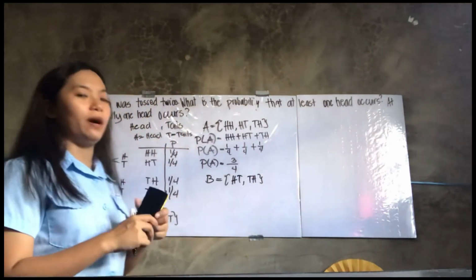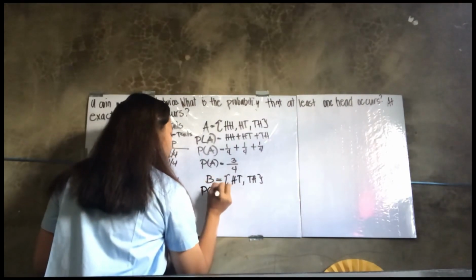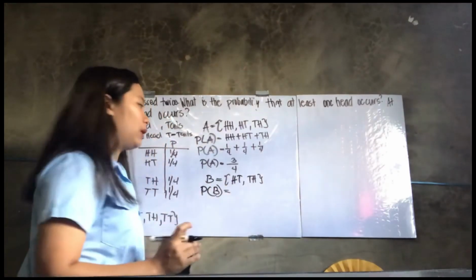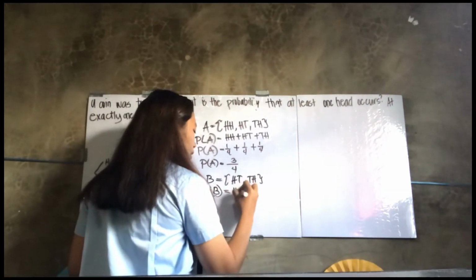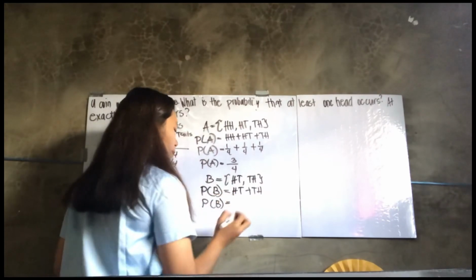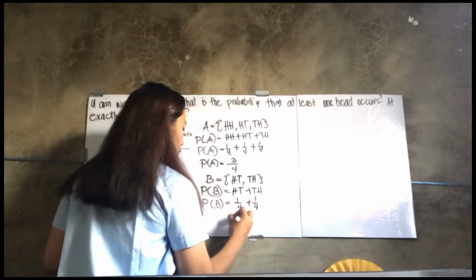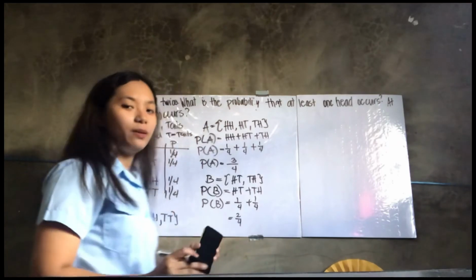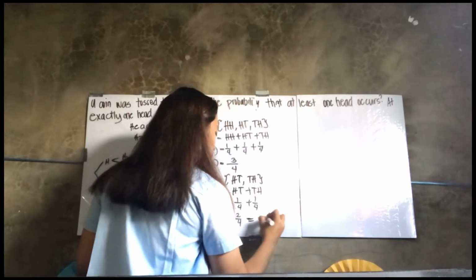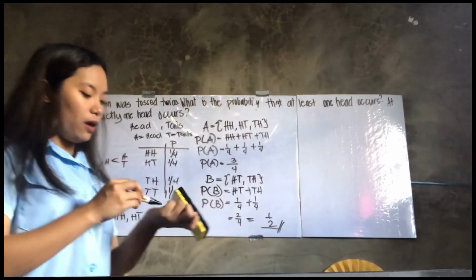Tulad ng nauna natin ginawa sa probability of an event A, we need to add the probability of each outcome. So, the probability of an event B is equal to HT plus TH. So, to solve this probability of an event, 1/4 plus 1/4 is equal to 2/4. Or, we need to simplify these fractions. We have here 1/2. So, now we can resolve the problem.